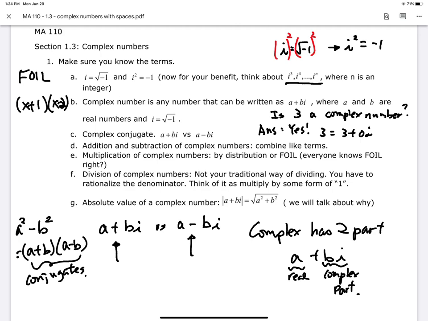The absolute value of a complex number: the absolute value of a plus bi equals the square root of a squared plus b squared. This is very similar to the Pythagorean theorem. We'll talk about the reason behind it once we get to the problems, but I just want you to keep that in mind. Alright, let's go ahead and move on to the actual examples.